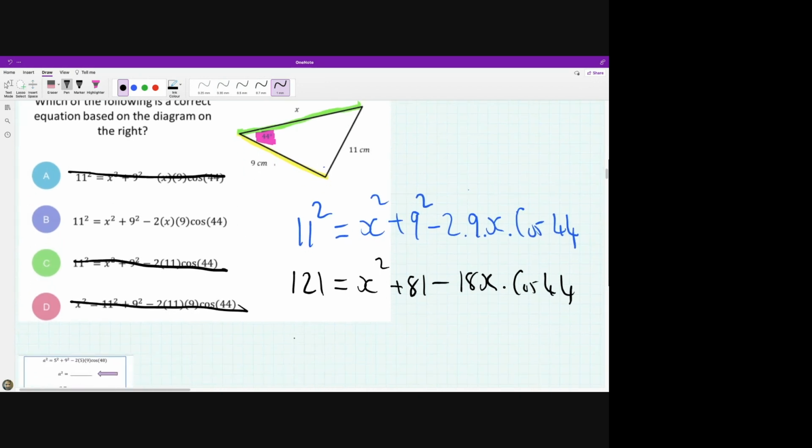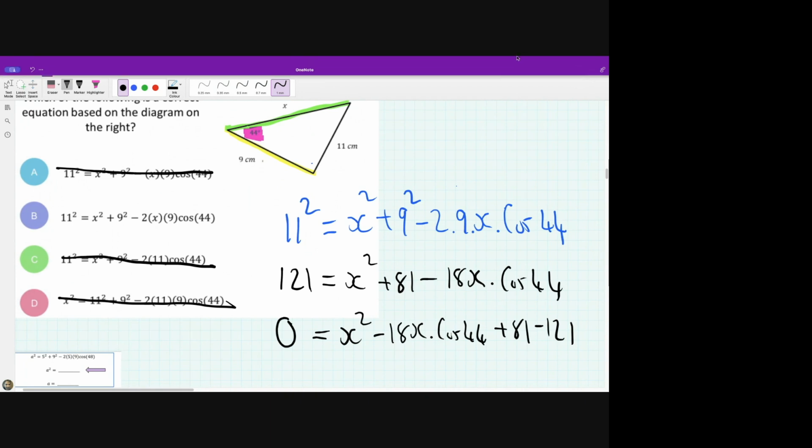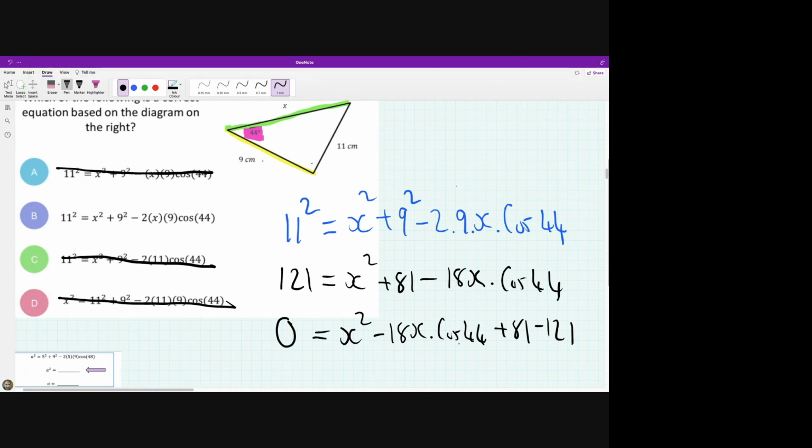Okay, I'm now going to move this to the other side, in which case it's going to be x squared minus 18x times the cos of 44. What have we got left? Plus 81 minus 121. So things are getting rather exciting rather quickly. Give me a thumbs up if you followed the rearranging that I was doing.